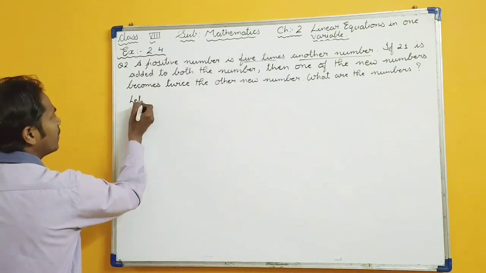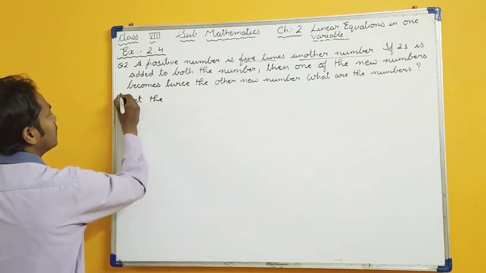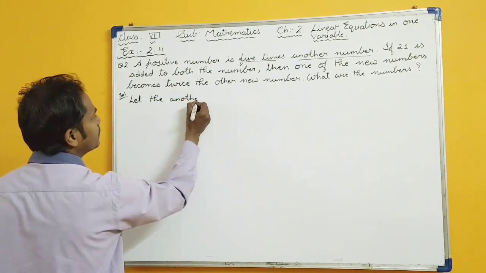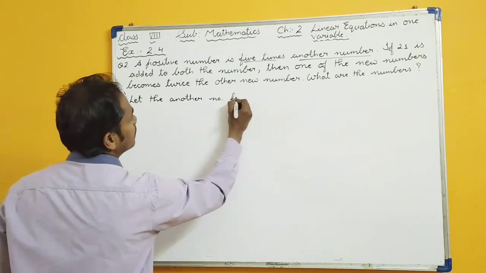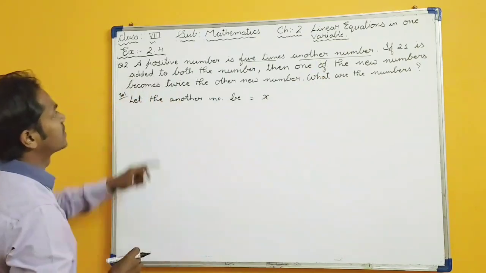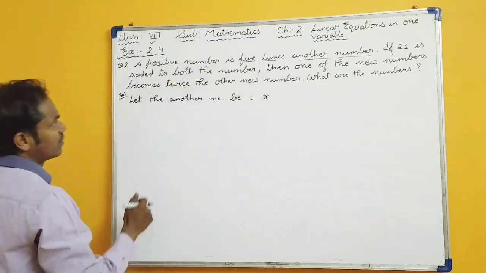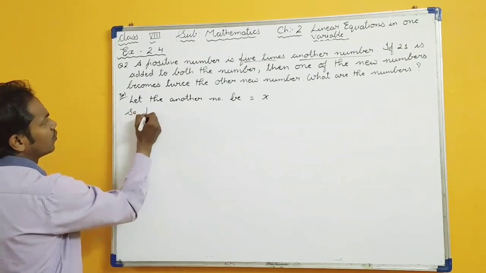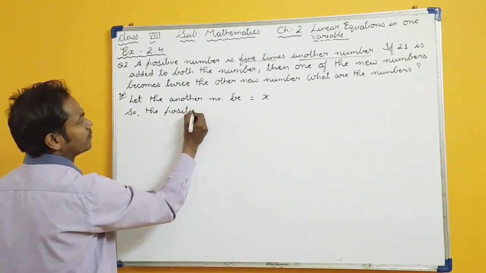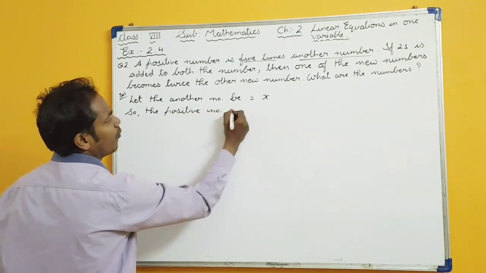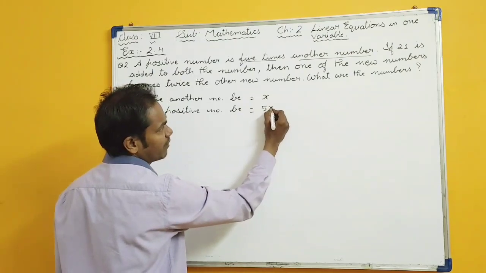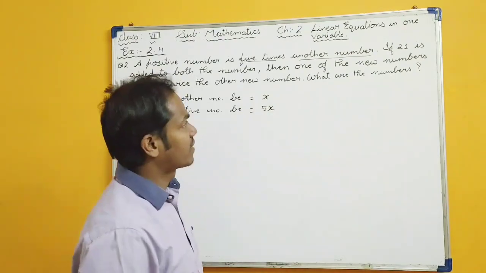I have assumed, let the another number be x, and a positive number is 5 times. So your positive number will be 5 times. 5 times means x multiplied by 5. So it will become 5x.